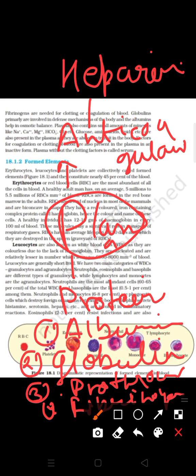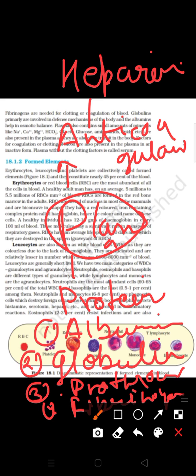Are you getting my point? Fibrinogen is needed for clotting or coagulation of blood, and the anticoagulant heparin is also present. That's why, beta, blood does not clot inside the body because of the heparin, but when it comes out of the body, because of the fibrinogen, it gets clotted. So these are the proteins and the anticoagulant present in our blood plasma.